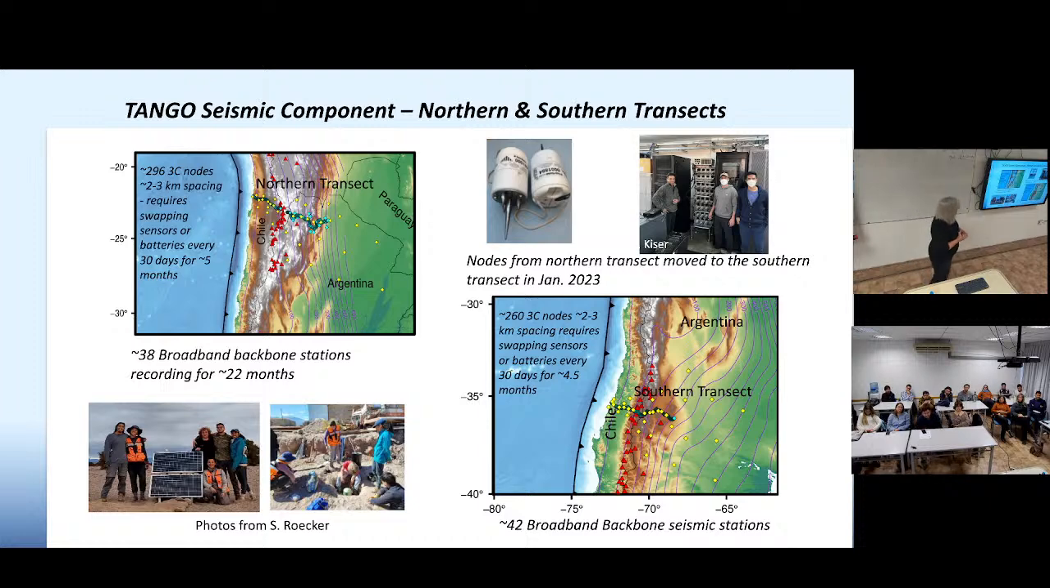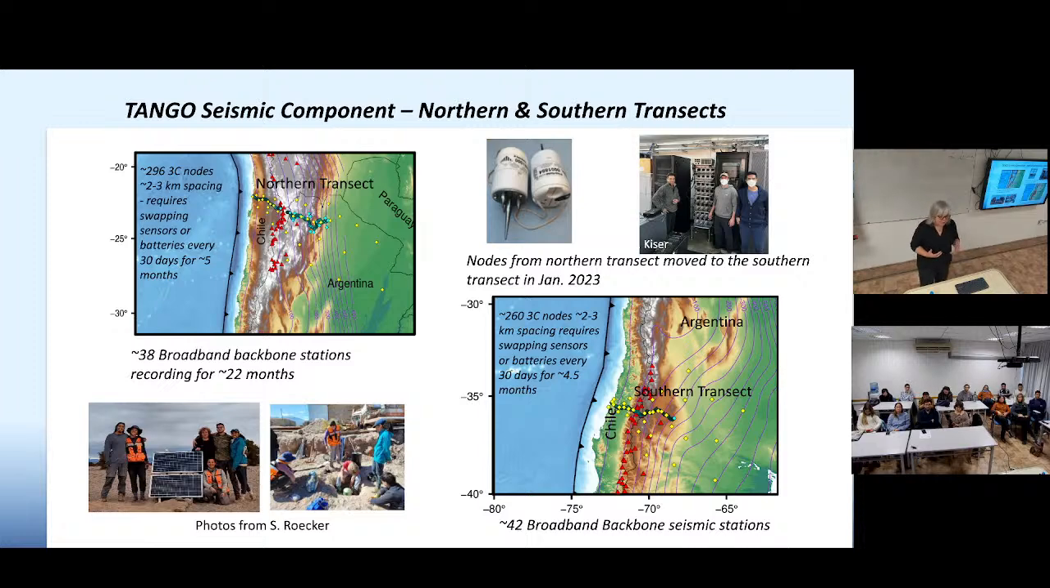And you guys know better than I do that this is not just a short little jaunt. That's across the whole Andes. And then the yellow diamonds are broadband seismic stations that record with solar panels and batteries. They recorded for almost 2 years, 22 months, as a sort of backbone. And they're spread out to image things that are much deeper.